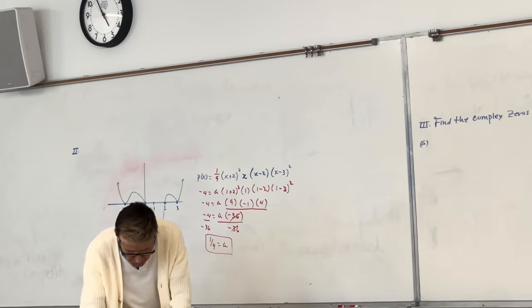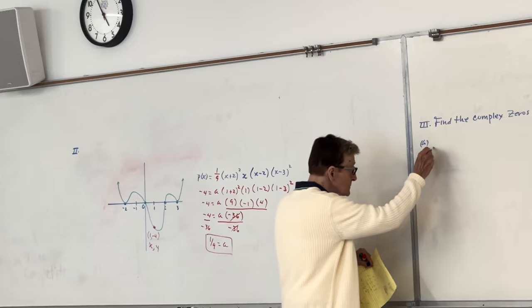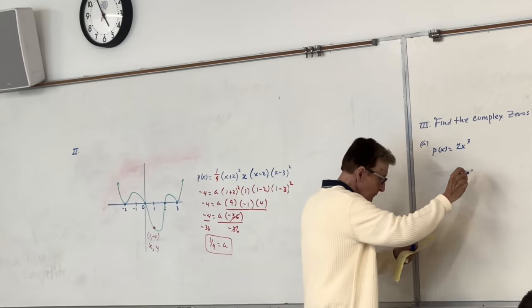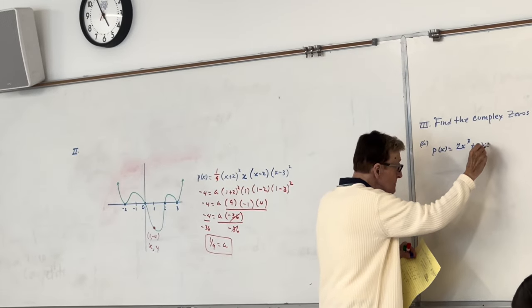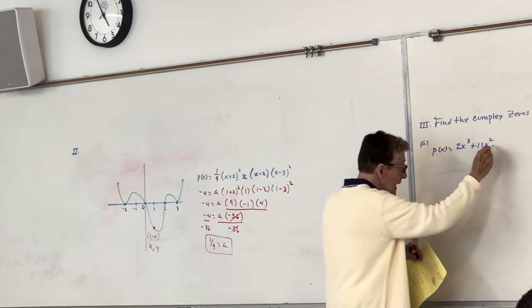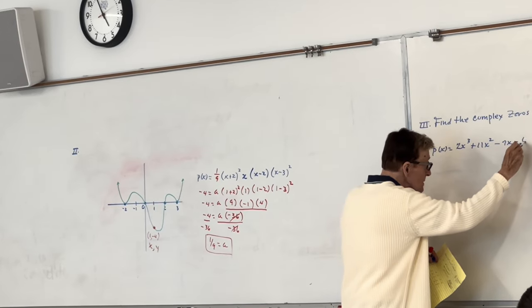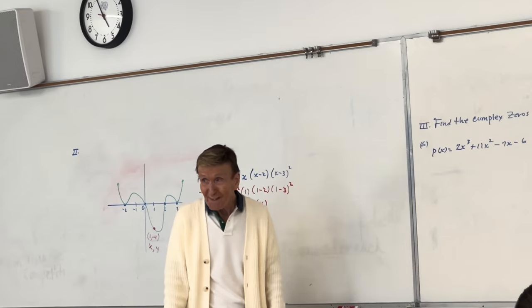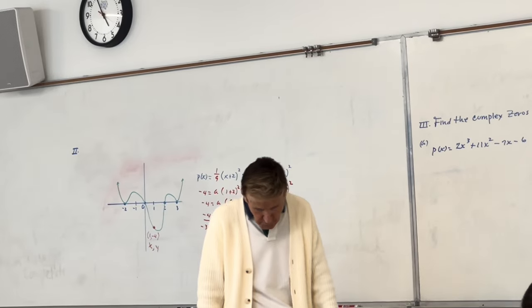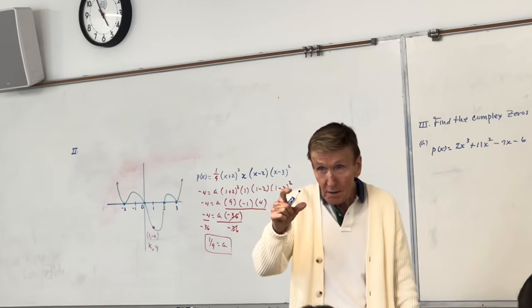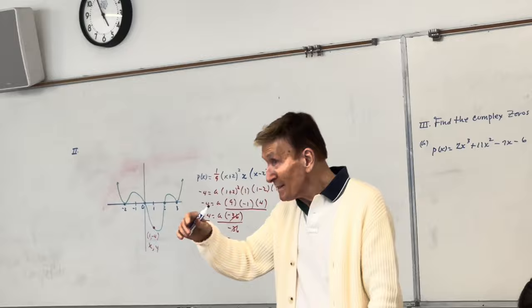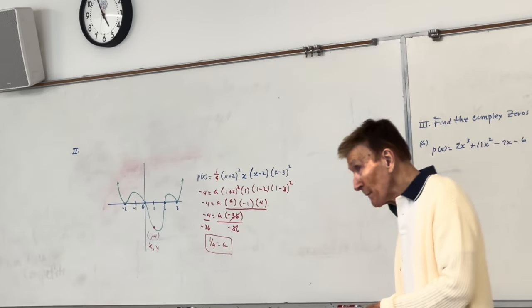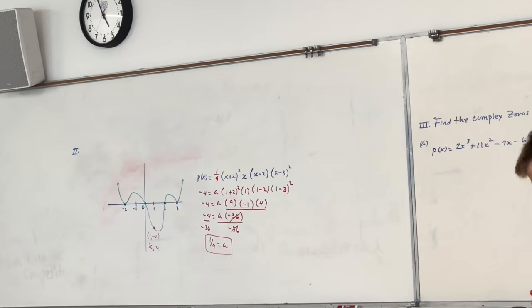P of x is equal to 2x cubed plus 11x squared, subtract 7x, subtract 6. Now, how many zeros am I expecting? 3. I use the word complex. So of those 3, there could be some with i's in them. I don't know yet. But I gotta come up with some method to find those 3 zeros of this polynomial function.